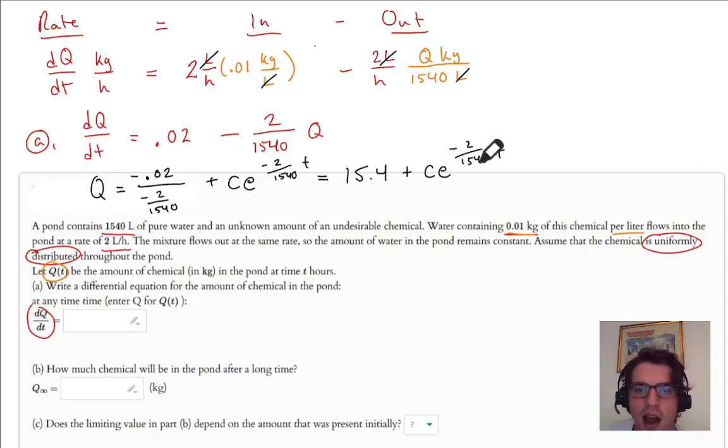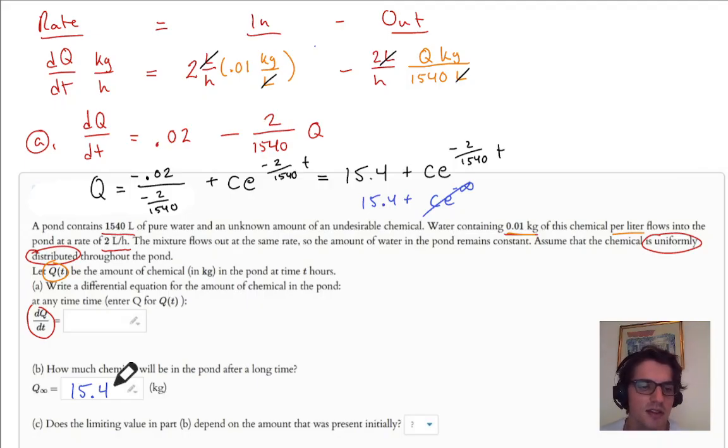So let's think about what happens if we replace t with infinity in this exponent. It would be infinity times some number, which would still be infinity, but it's times a negative number, so this would be e to the negative infinity. So this would be 15.4 plus c e to the negative infinity. E to the negative infinity is a limit, and that limit is 0. So this term would go away. So our concentration as t goes to infinity, or after a very long time, is 15.4. The amount of chemical that will be there.